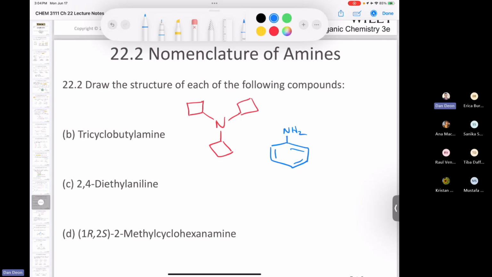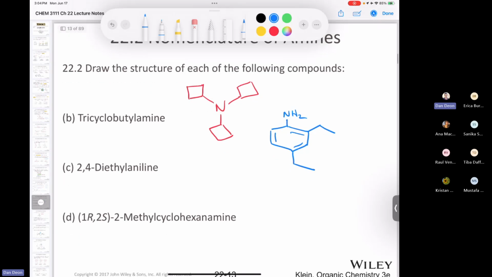I'm sure Wikipedia calls it that. So you need an ethyl group at carbon 2 and an ethyl group at carbon 4. And the last one, oh shoot, is 1R,2S-2-methylcyclohexanamine. So let's try this.